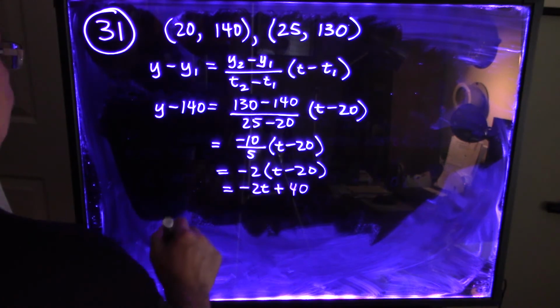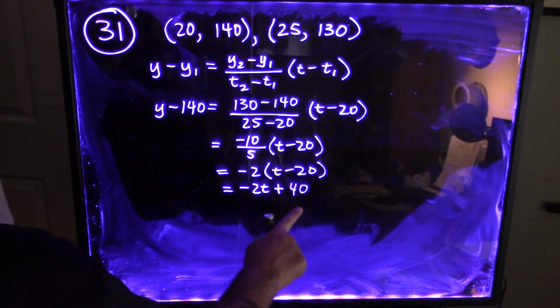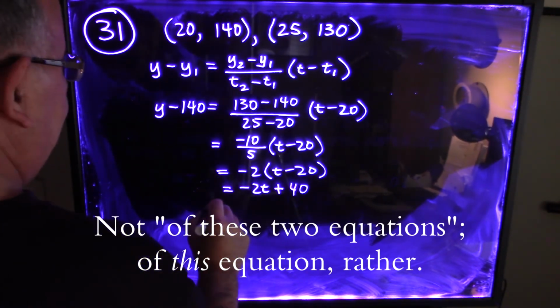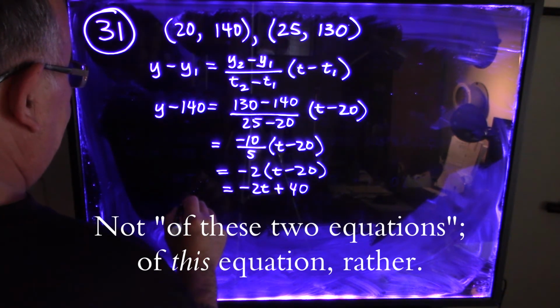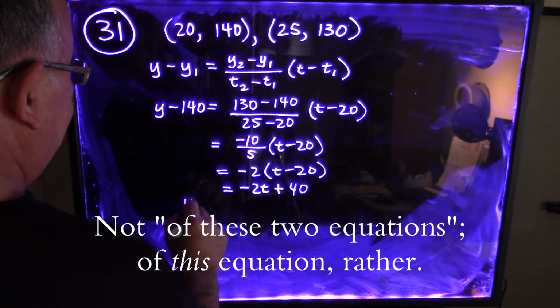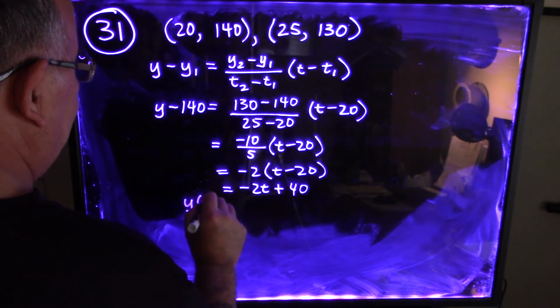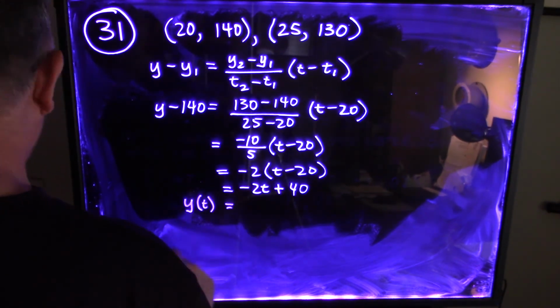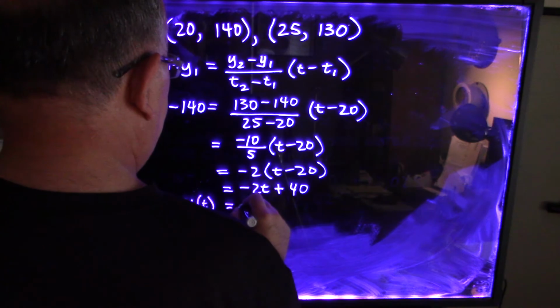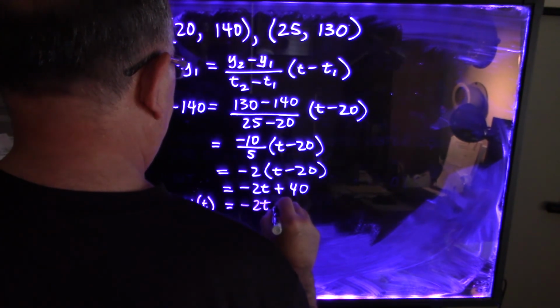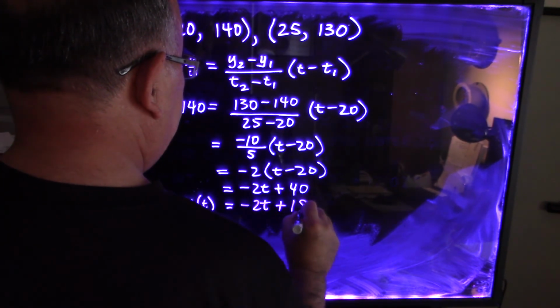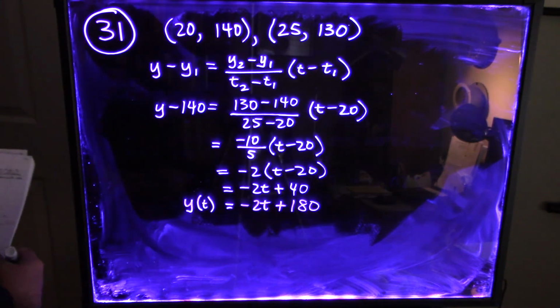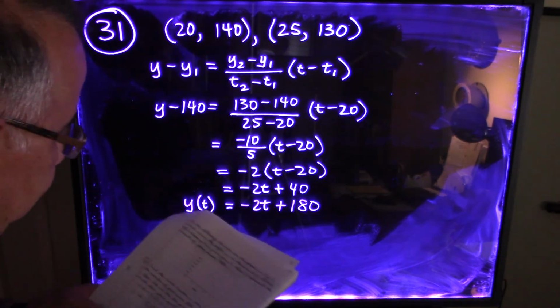And now we can add 140 to both sides of these two equations, and you get y as a function of t. I'll just write y of t. You can just write y if you want to. It's really a function of t. y of t equals negative 2t plus 180. So there's the answer to that one.